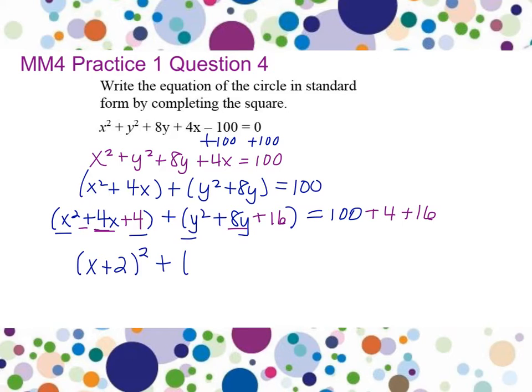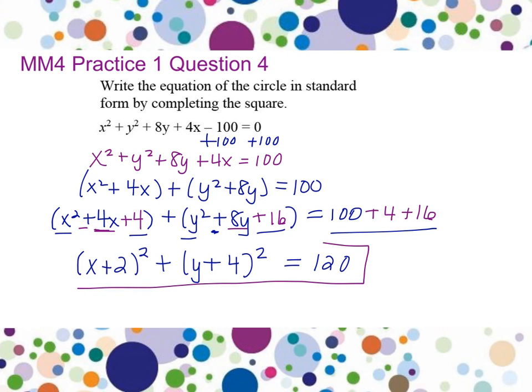The square root of y squared is y. The sign in the middle of the middle term is positive or plus. And then the square root of 16 is 4. So this factors to y plus 4 squared. And then on the right side of that equal sign, we just need to add those numbers up, and we get 120, which is our radius squared. So this is our final answer for this problem.